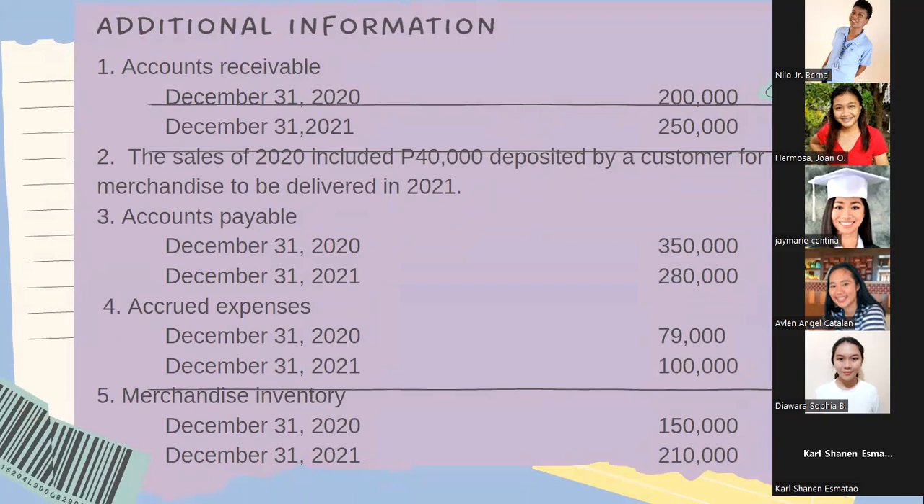Let's answer the first requirement wherein we need to prepare adjusting entries. Provided with us is the additional information. So number 1, accounts receivable, December 31, 2020 of 200,000. December 31, 2021, 250,000. So our entry is, next.